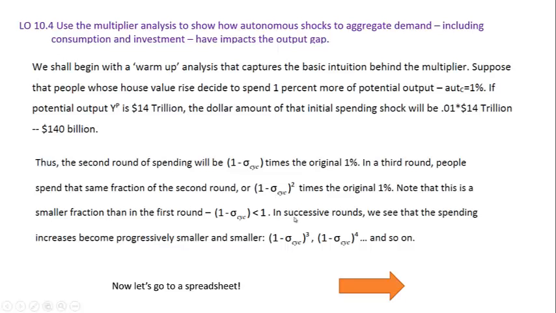Let's think of the third round, the fourth round, and the fifth round. The increases in spending are going to become progressively smaller and smaller. So we'll have 1 minus sigma sick to the third, 1 minus sigma sick to the fourth, etc. So now we're going to go to a spreadsheet.